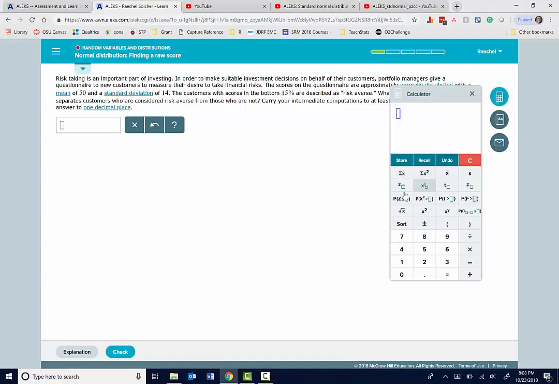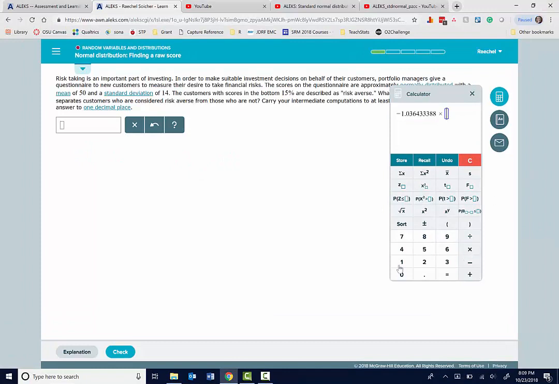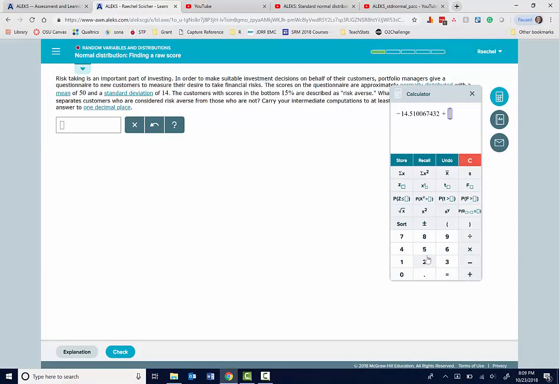And so we've got to go over here and get our z value from the calculator. So negative 1.0364 is equal to x minus 50 over 14. And then we want to multiply the left side of the equation by 14. Okay, and then we want to add 50 to the left side of the equation. And that will be our answer. And again, we're looking for one decimal place. So 35.5.